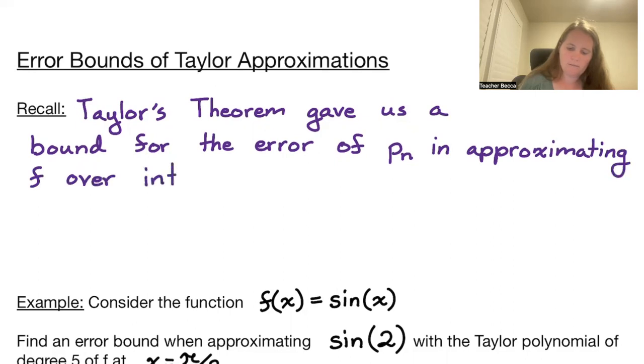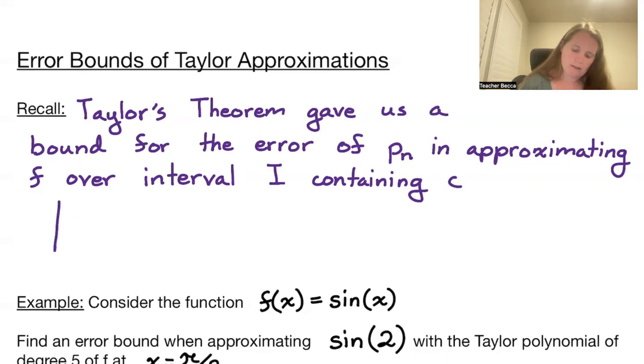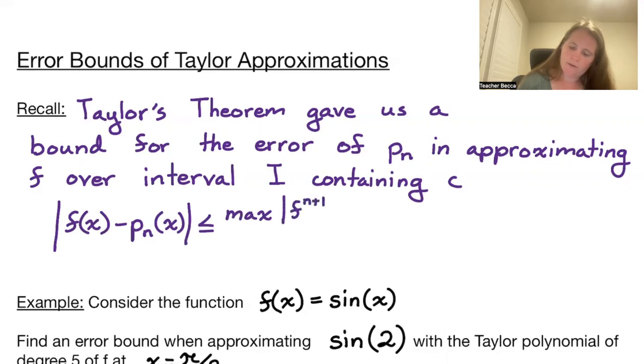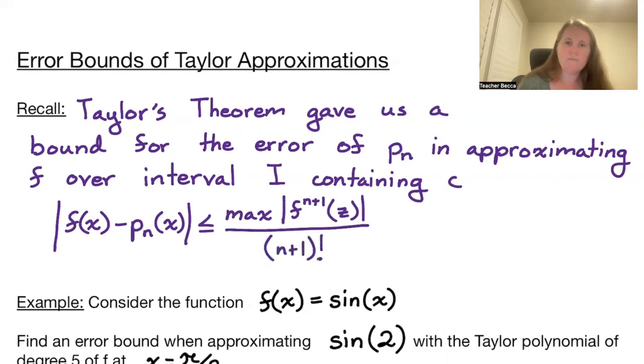Over interval I containing C. And what that bound was that the difference between f of x and P sub n of x, the absolute value of that difference, is less than or equal to the maximum of the absolute value of the n plus first derivative of f evaluated at z, all divided by n plus 1 factorial, times the absolute value of x minus c raised to the n plus first power.